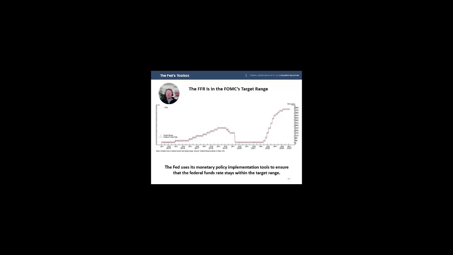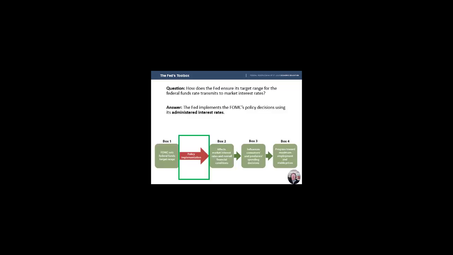Our next topic, how does the Fed ensure the federal funds rate is inside the target range? This slide is going to answer the question of how does the Fed ensure its target rate for the federal funds rate transmits to market interest rates between the banks. Here's the answer. The Fed implements the FOMC's policy decisions using its administered interest rates. This question used the word its administered interest rates in implementing the policy. So what does the word implement mean? Implement actually means to put a decision or policy into effect.